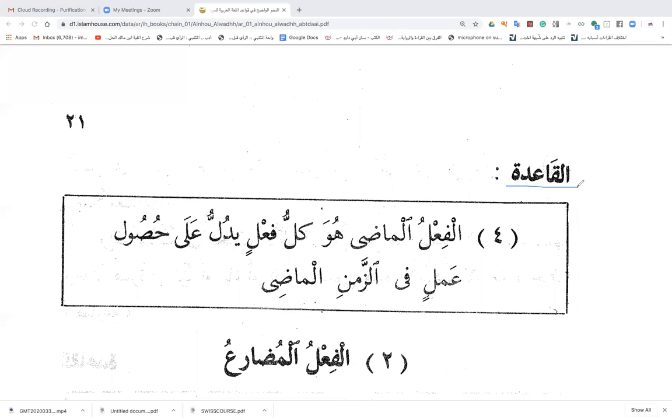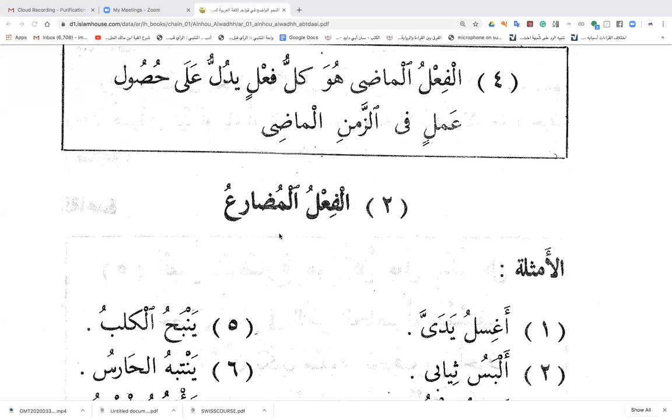القاعدة. Of course, قاعدة does mean a rule. الفعل الماضي هو كل فعل يدل على حصول أعمال في الزمن الماضي. It's very important you remember this. الفعل الماضي, it is every verb which signifies the action happening in the past. Okay, the attainment of an action or the occurrence of an action that happened in the past.